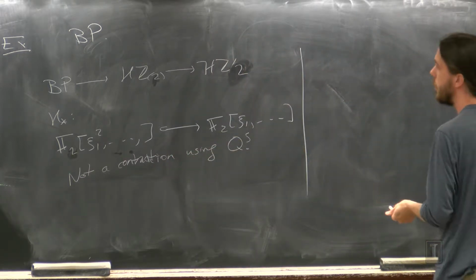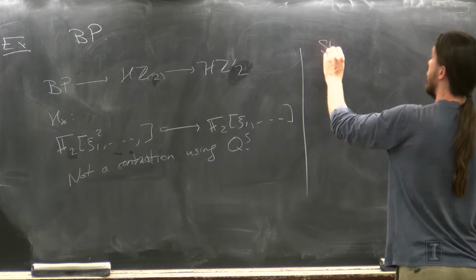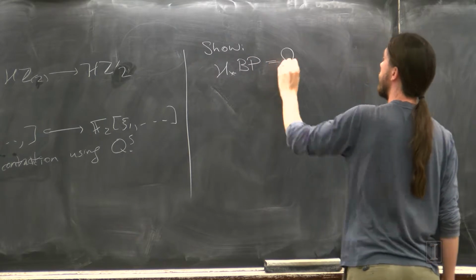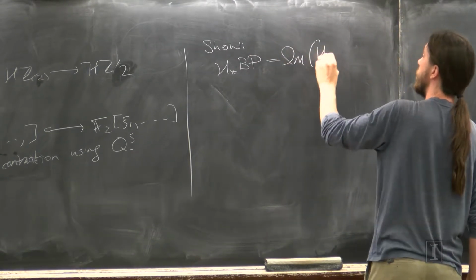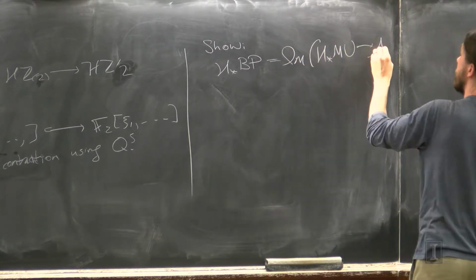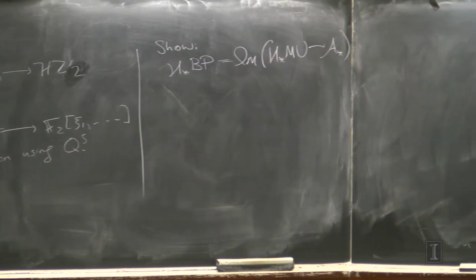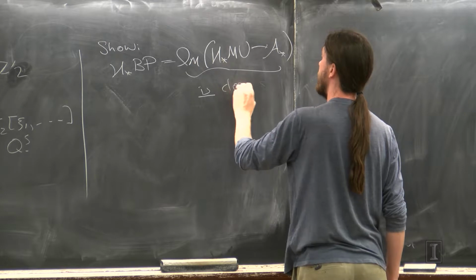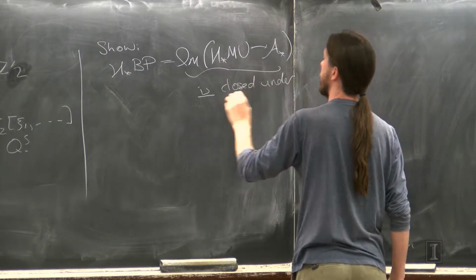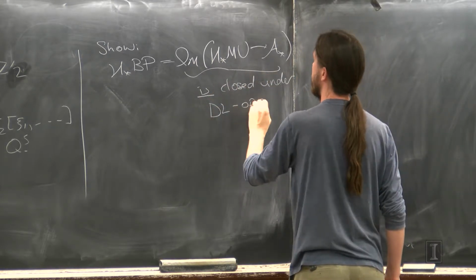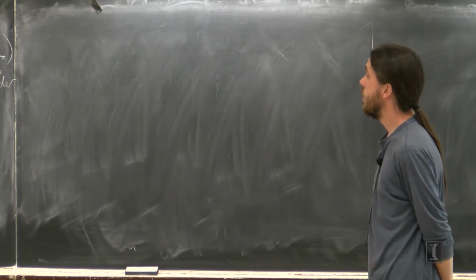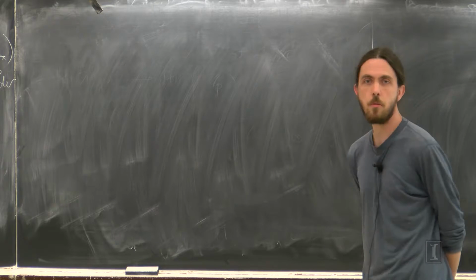Mainly because we can also show that the homology of BP happens to coincide with the image of the map from the homology of MU to the dual Steenrod algebra that we can construct by a similar method. And this image is closed under the Dyer-Lashof operations. So that's a little bit unfortunate. And it means that we're going to have to work harder.